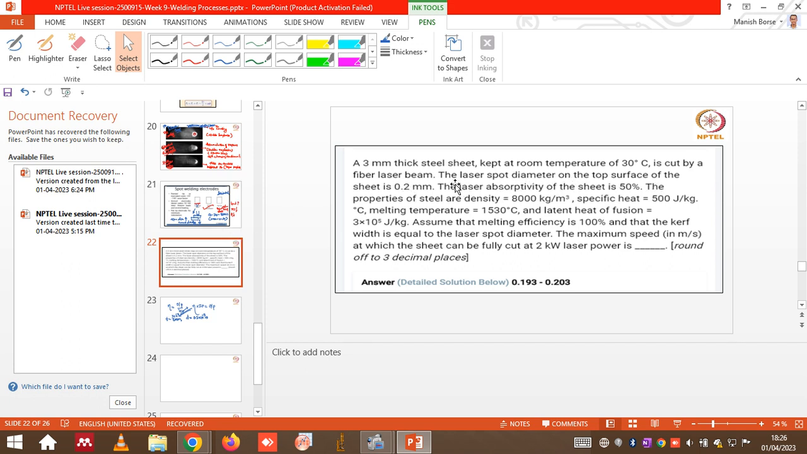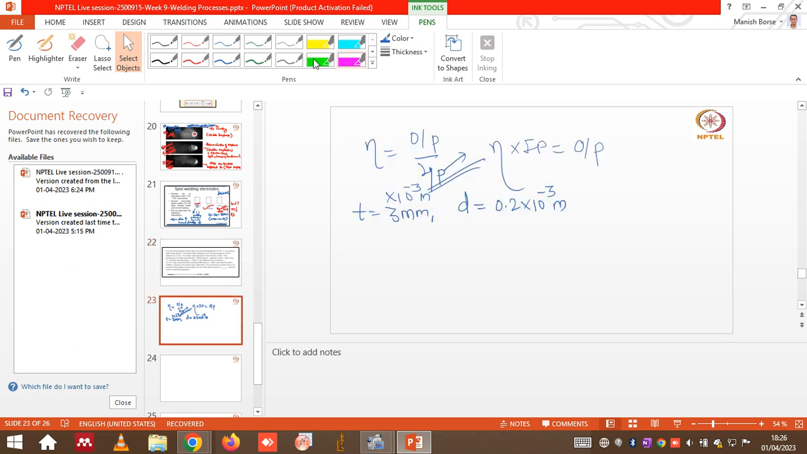Laser absorptivity of the sheet is 50%. Then the properties of the steel, right? Absorptivity we can consider here, let's say A is 0.5, that is 50%, and density of the steel is I think 8,000 kg per meter cube.